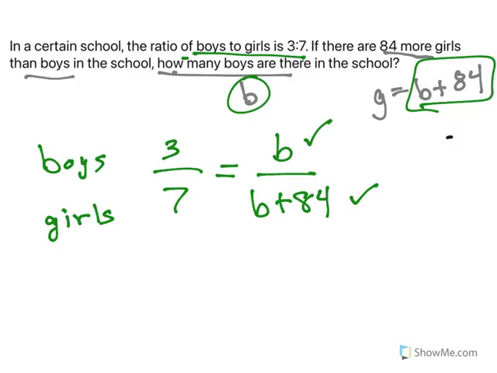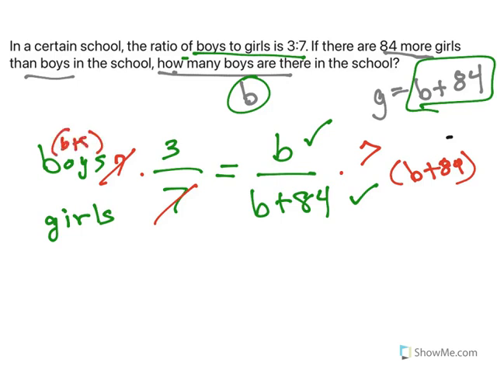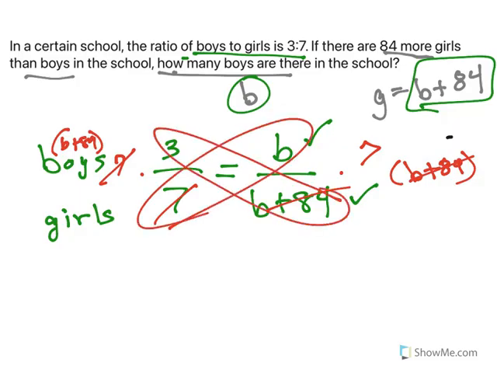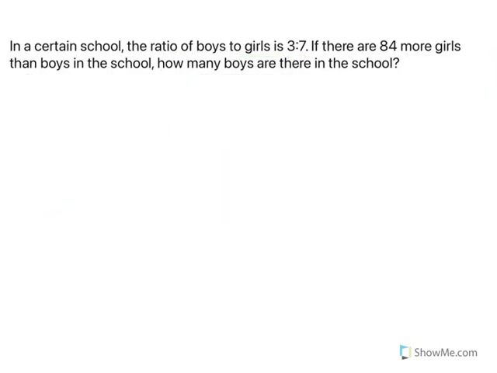So remember, solving a proportion, essentially you're multiplying both sides by the common denominator. Meaning, if I multiply both sides by 7, this side cancels out. If I multiply both sides by B plus 84, this side cancels out. So that is why it often is talked about that we cross multiply, because we end up taking B times 7 and B plus 84 times 3. Now that's very messy. So let's delete all of that and start over here.